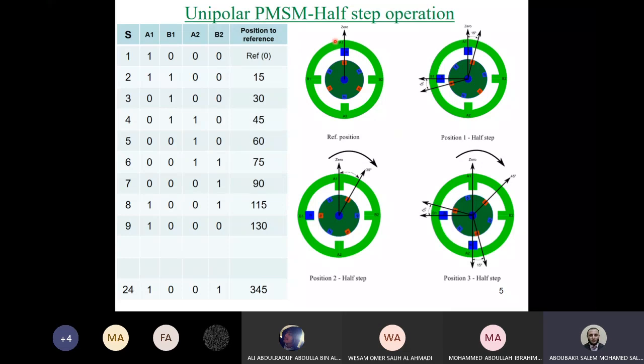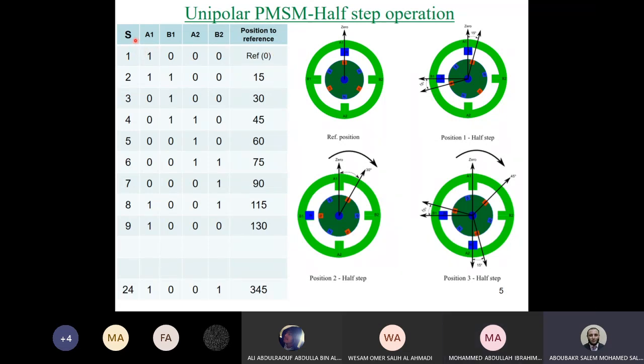If you energize A1 and B2 together instead of A1 and B1, you will find this pole will be N, and it will attract that S pole. So the rotor will move 15 degrees in the opposite direction. Okay? Okay. So the direction control, guys, can be adjusted using the sequence of pulses control.